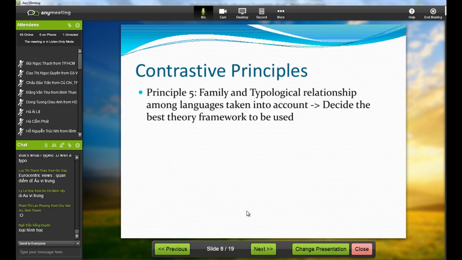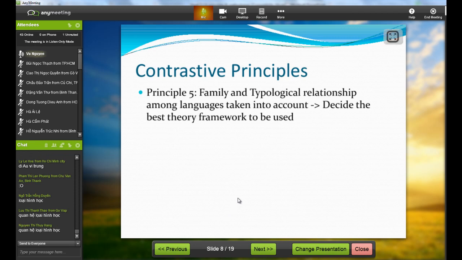But what do you call it in Vietnamese? Typological relationship. Okay, loại hình học. Yeah, quan hệ loại hình. Good. Quan hệ loại hình. Right. So knowing about the typology and family relationship is a very useful starting point for analyzing languages.